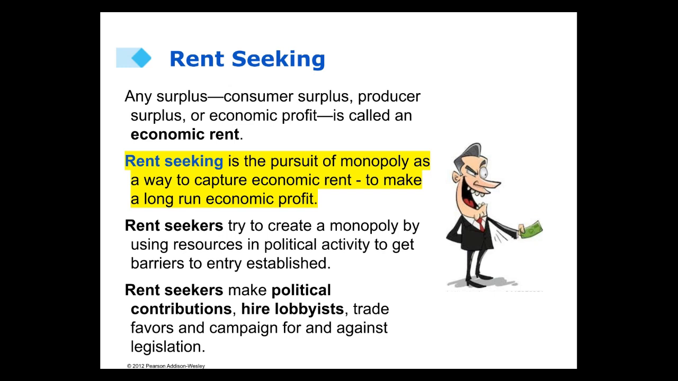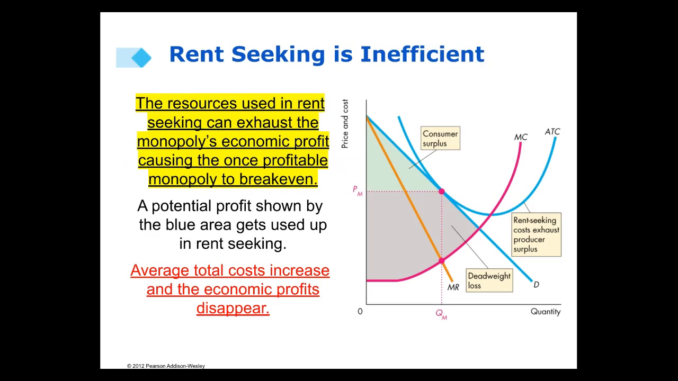They'll use resources in political activity to get these barriers established, and if they're able to do that successfully, they can make an economic profit in the long run. And this process we call rent seeking. But rent seeking is inefficient. The resources used in rent seeking can exhaust some of the monopolist's economic profit, and it will in effect cause the total cost to increase and some of the economic profits to disappear.